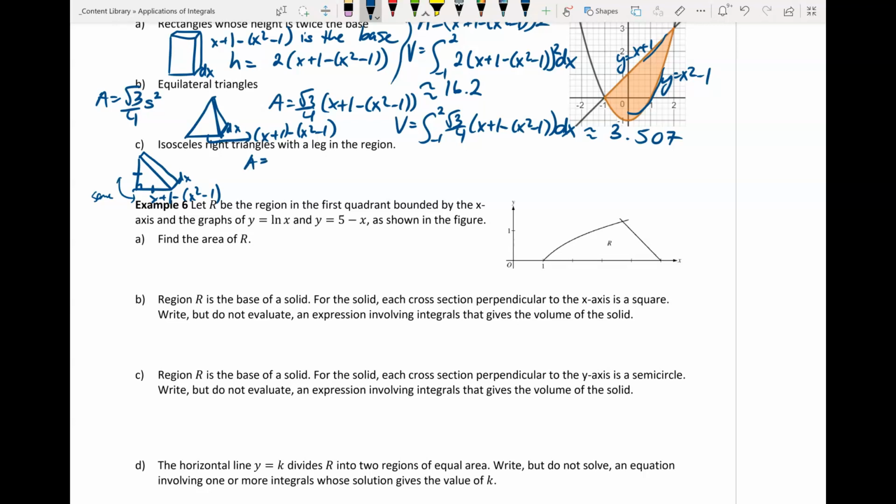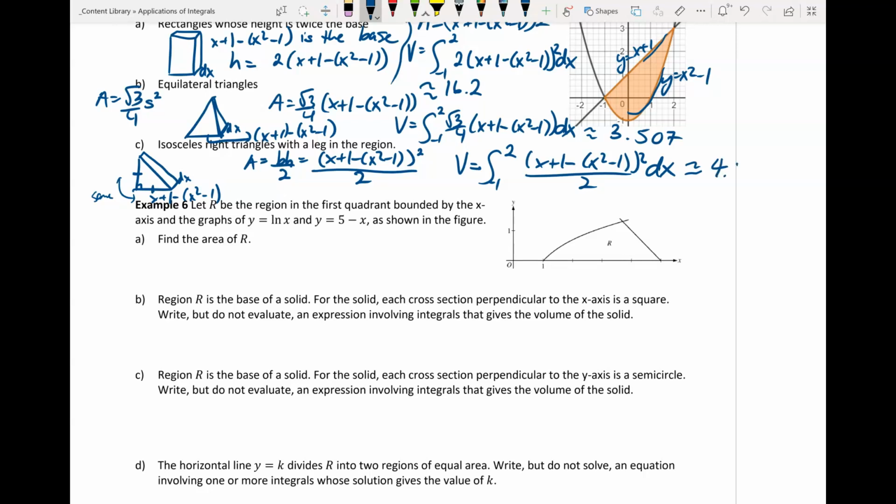To calculate this area, it's going to be base times height divided by 2. So we're going to do base and height are the same, x plus 1 minus x squared minus 1. I'm just going to square it because they're the same, and divide this by 2. So then your volume, our most left x point, most right x point, and then our area that we just found, multiplied by the width, which is dx. Again, using your calculator, this will give us 4.05.